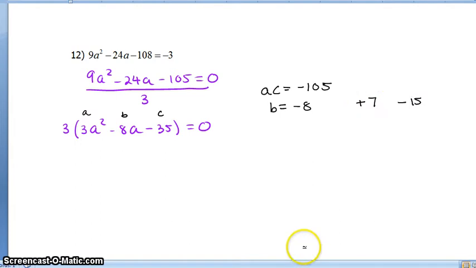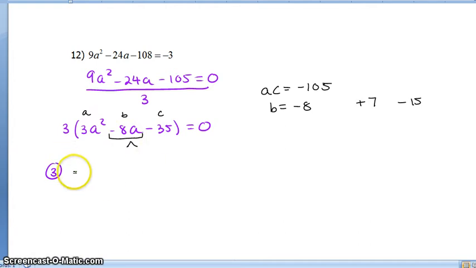Okay, so next, I want to take this middle term, this negative 8a, and I want to break it up into two separate terms. And I'm going to use 7 and negative 15. So I'm going to rewrite this entire thing. So the GCF from way in the beginning, I'm just going to take that, put it on the outside and circle it. Just bring it down so that we know it's still there, but it's going to have nothing to do with factoring these inside terms.